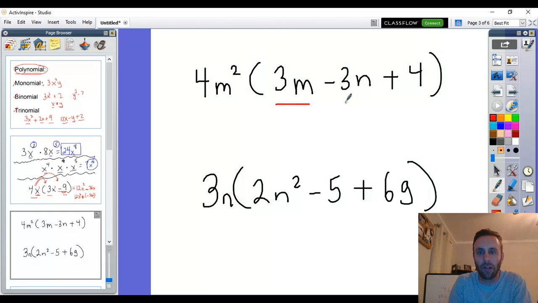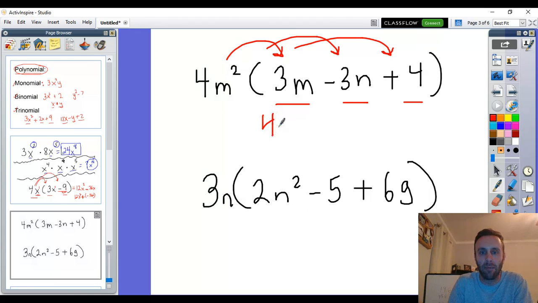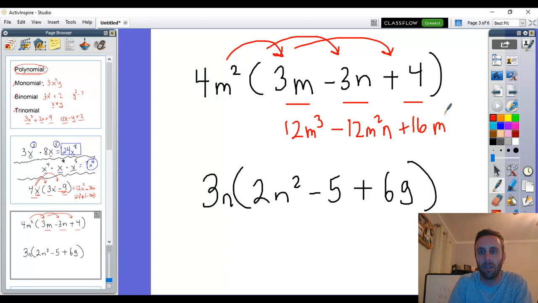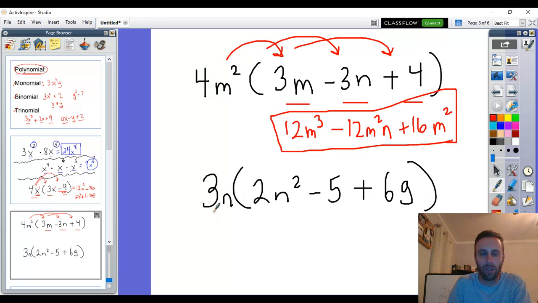4m squared times this trinomial. Hopefully when you distributed, you got 12m, because 4 times 3 is 12. And then m to the second times m is m to the third. It's minus because negative 3 times 4 is negative 12. n times m squared is just m squared n. And then 4 times 4m squared is just 16m squared, because there's nothing to multiply that m by. Go ahead and try this one for us, especially if you got that last one wrong. What do you get as an answer?